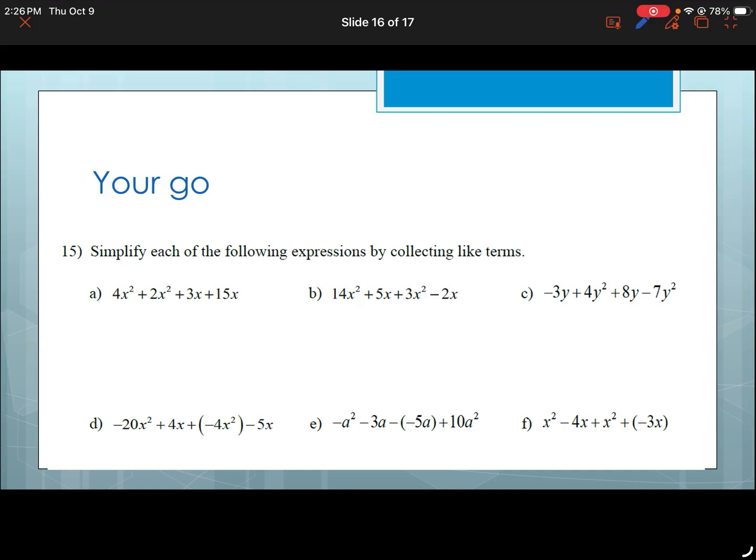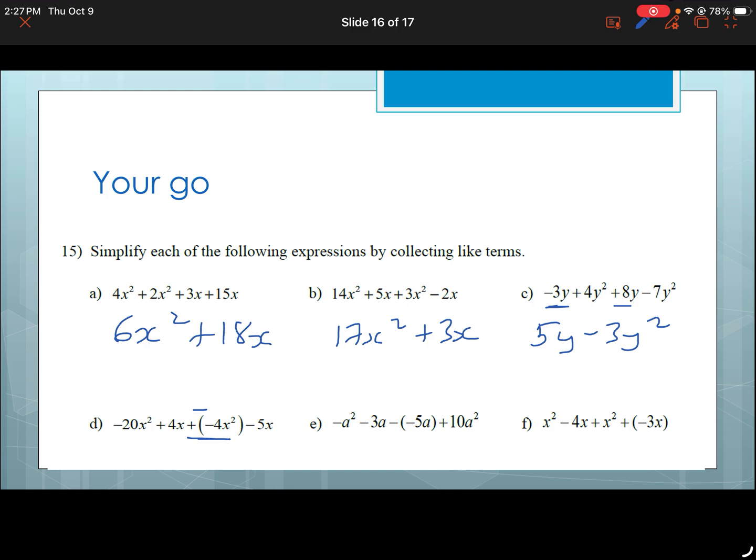Okay, so this should have got you 6x squared plus 18x. This should have got you 17x squared plus 3x. This should have got you 5y, because negative 3y plus 8y. And then 4y squared take away 7y squared is negative 3y squared. Then we have negative 20x squared take away, remember that's a minus, plus minus a minus. So that's 4x squared, so it's going to be negative 24x squared.